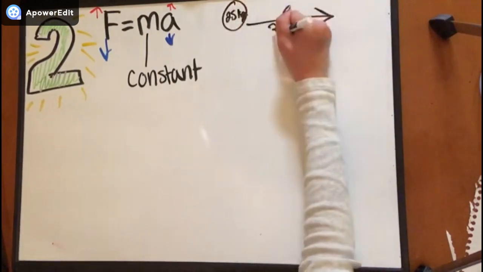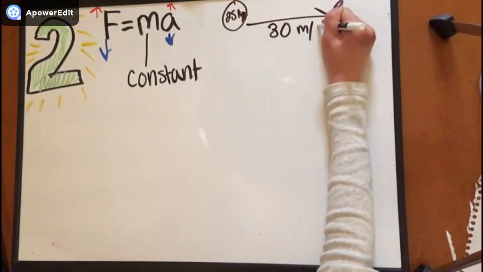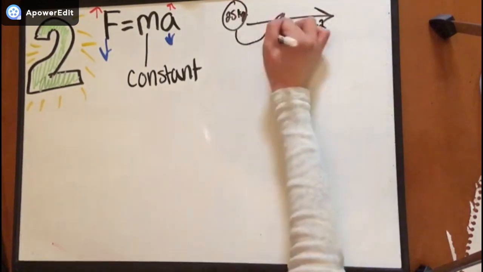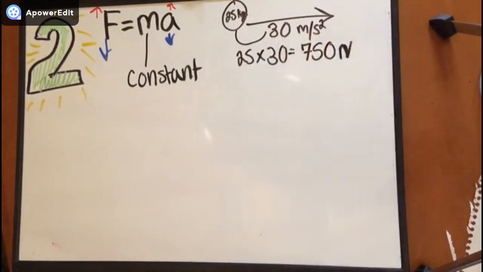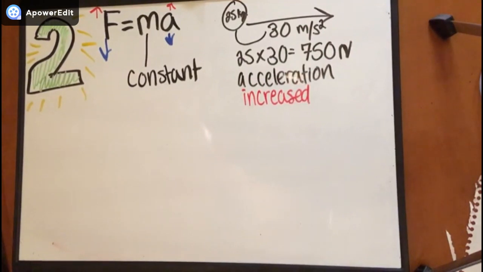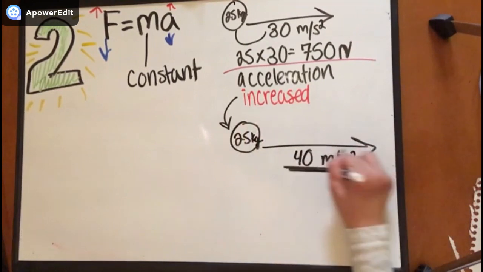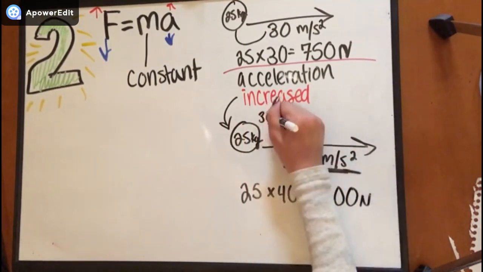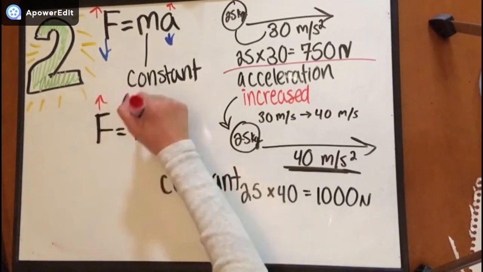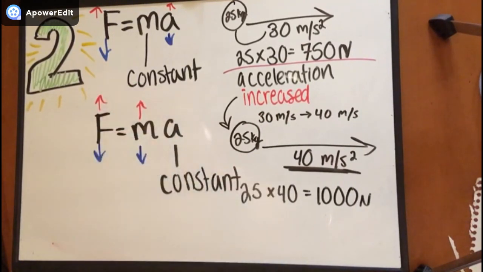A 25-kilogram ball is rolling on some ice with an acceleration of 30 meters per second squared. If you multiply the 25 kilograms and 30 meters per second squared, you'll get 750 newtons. If the acceleration increased to 40 meters per second squared, the force will increase to 1,000 newtons. This will be the same if the acceleration stayed constant. Force and mass will be proportional. They are directly proportional to the force.